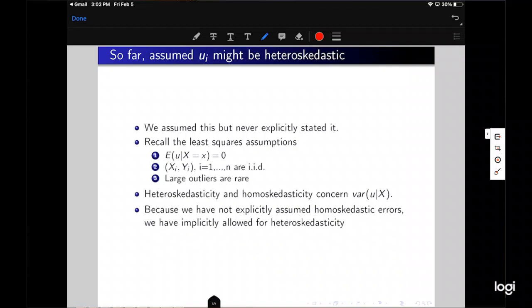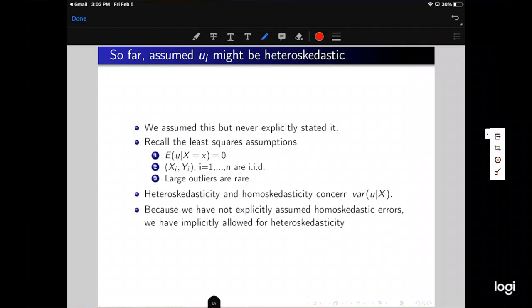So far we've assumed that the u_i might be heteroskedastic. We haven't said anything about this. We assume this, but we never explicitly stated it. Recall the least squares assumptions. The expected value of u conditional on x equals 0. In other words, u is uncorrelated with x. x_i and y_i are IID, independently and identically distributed, and large outliers are rare.